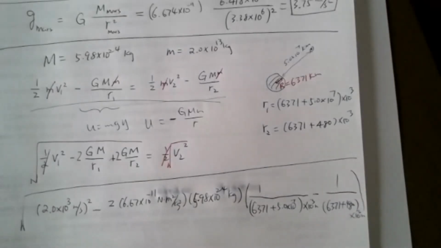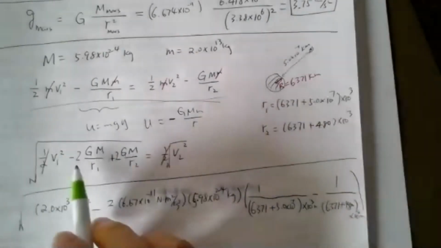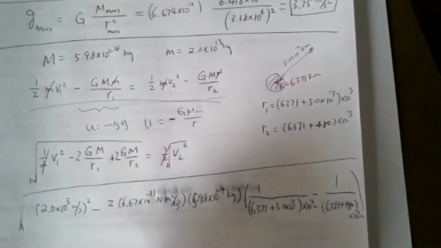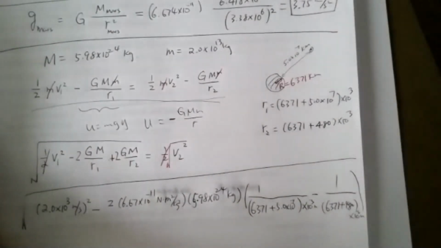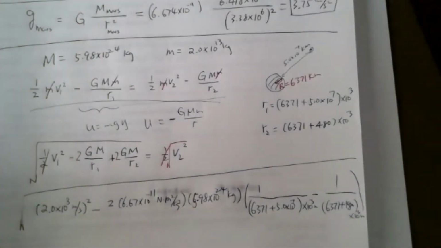Let me see. It looks like in my original note I was forgetting the factor of the 2's over here. So I got about 7.9 kilometers per second. So that's probably not right. Let me double check with that. Square root of.